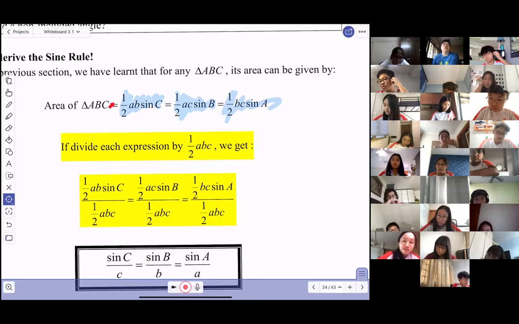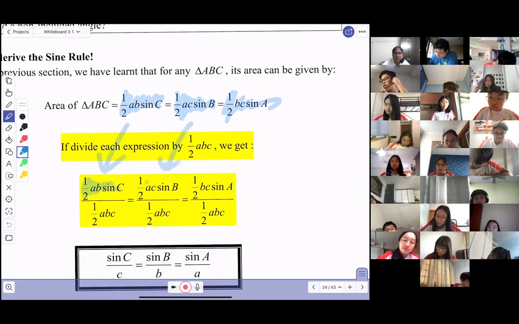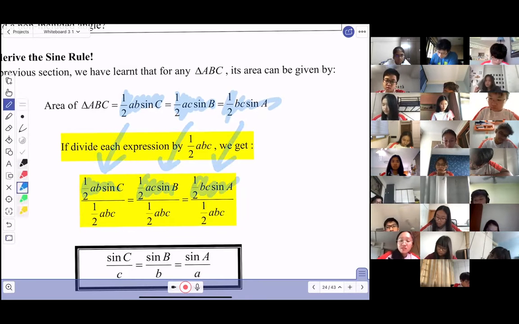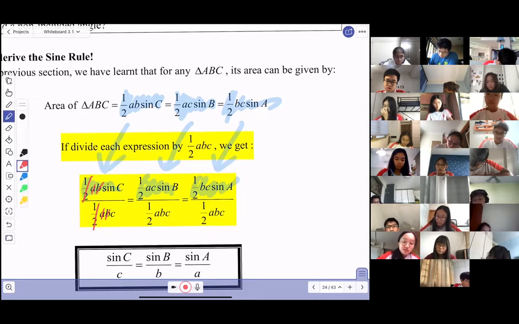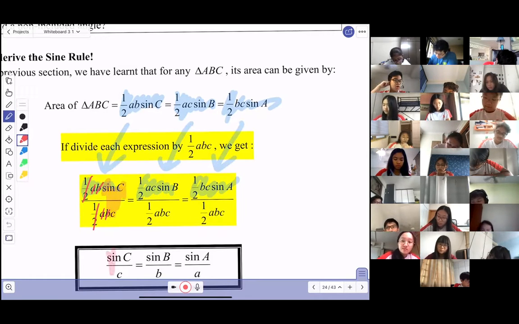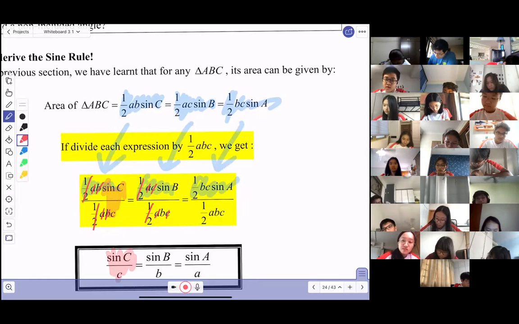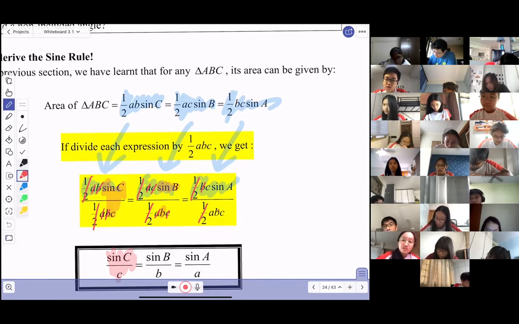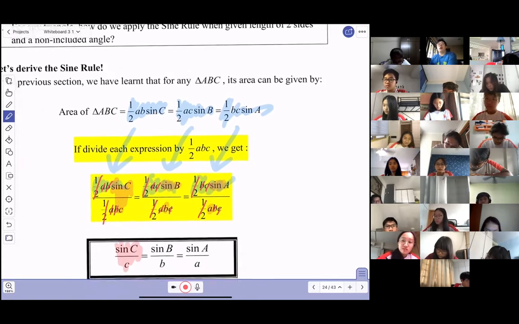Then half ABC, I can see the same thing. If I translate it here, you can see I just cancel. A and A cancel, B and B cancel. What am I left with? Sine C over C. A and A cancel, C and C cancel. What am I left with? Sine B over B. B and B cancel, C and C cancel. What am I left with? Sine A over A.